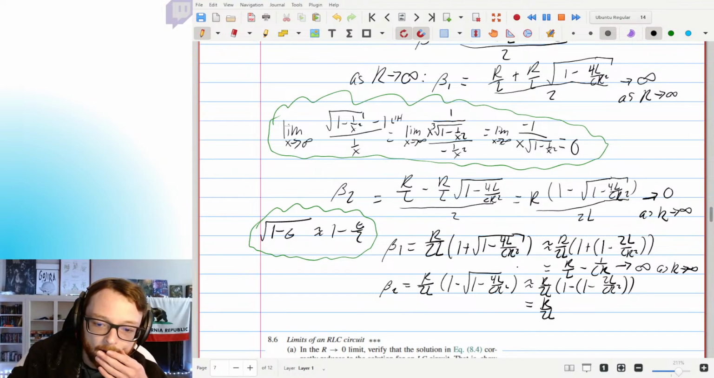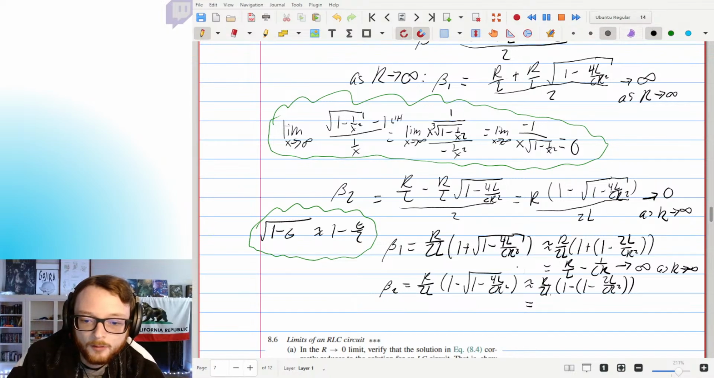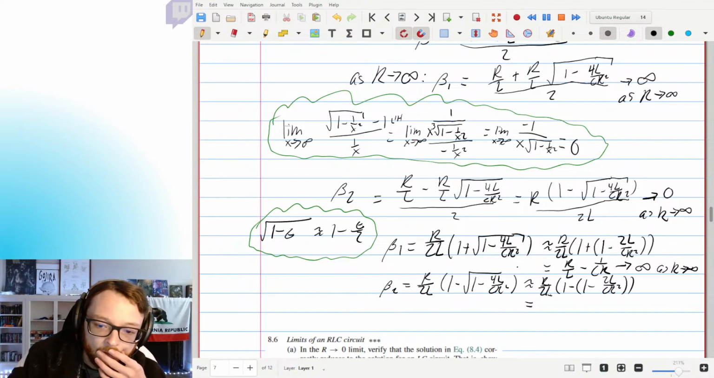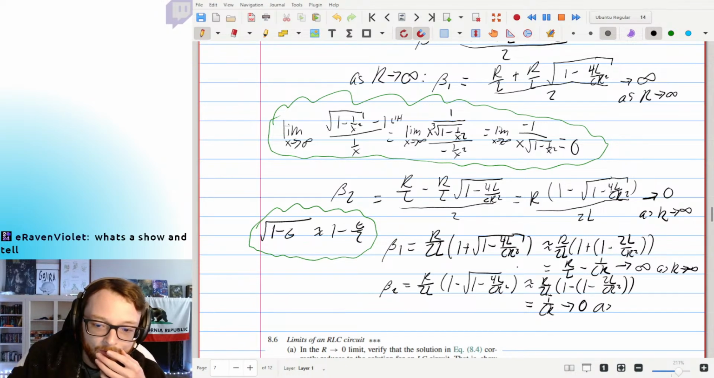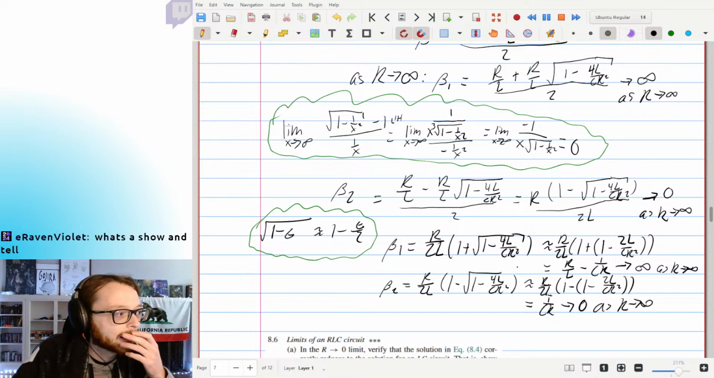R over 2L. No, wait. That factor goes away because it's 1 minus 1 now. We get just positive 1 over CR, which goes to 0, clearly. Wait, still, that's the same thing. Don't we have the exact same issue? Yeah, this doesn't help me. It's an easier limit, but it doesn't help me with my actual question.